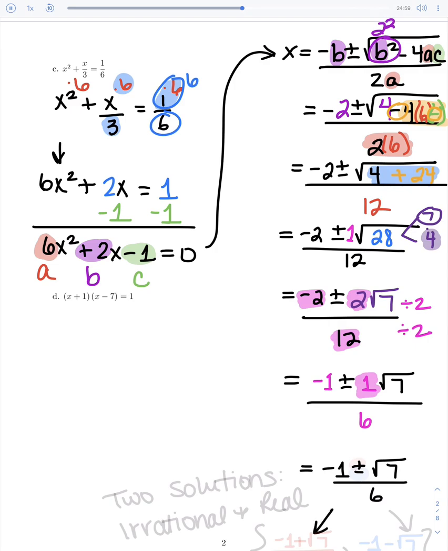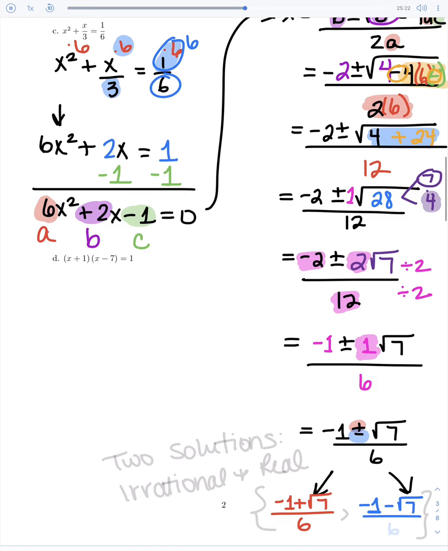Remember, that does give us 2 different answers. Reading with the plus sign will give us the answer negative 1 plus the square root of 7 over 6. And if we read it all over again, but with the minus sign, we'll get the second answer, which is negative 1 minus the square root of 7 all over 6. Those are our 2 solutions.